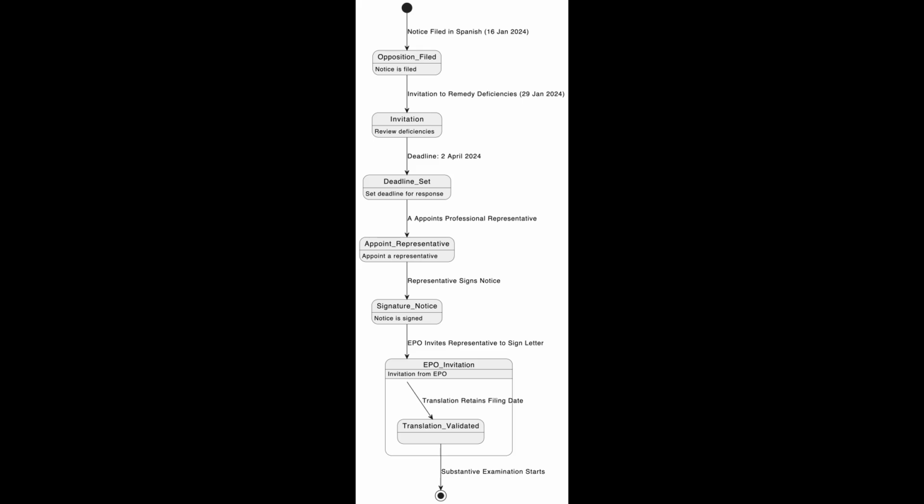Take a deep breath and reflect on this process. Joint oppositions require precise handling of procedural rules. Missing a step, such as appointing a representative or signing documents, can result in loss of rights.